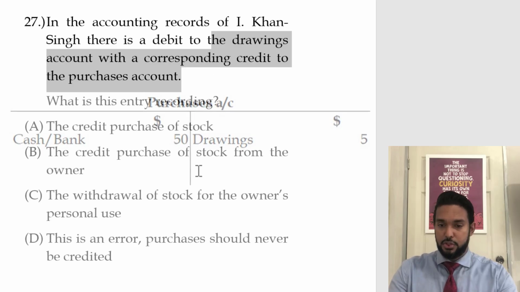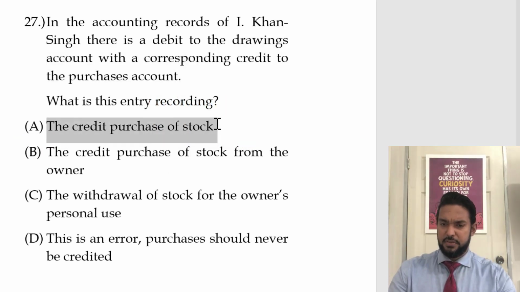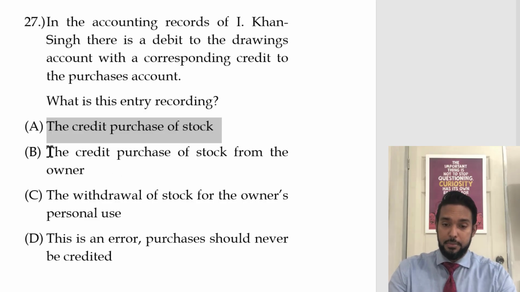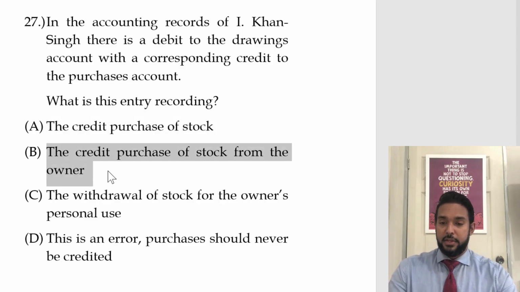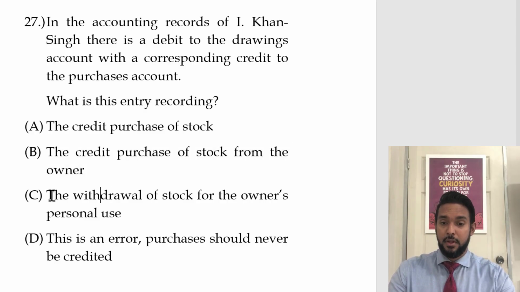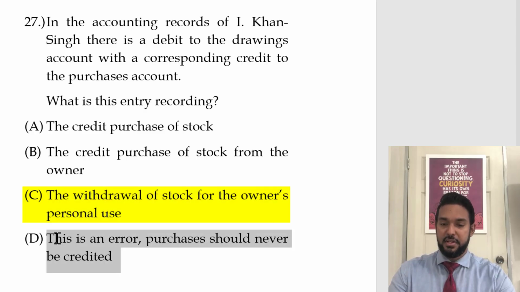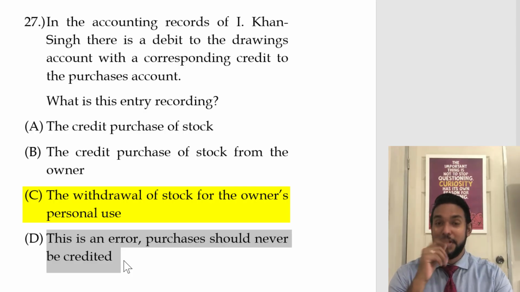So this is showing the credit purchase of stock. No, that would be a debit to purchases and a credit to the creditor or accounts payable for stock. The credit purchase of stock from the owner. Whatever. The withdrawal of stock for the owner's personal use. Yep, let's go with that one. This is an error. Purchases should never be credited. That's one to catch some of you who feel smart, who are really not sure what you're doing, but pay attention, all right?